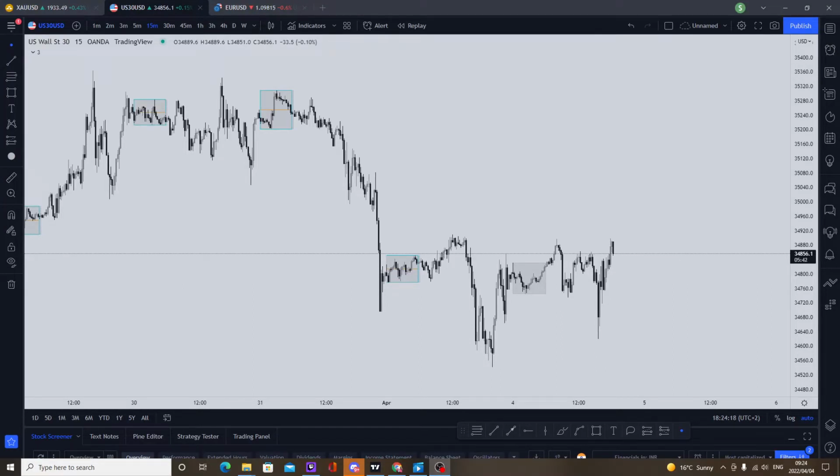Today I just want to talk about the refinement. How do you refine your zone? I've already made a video about the way I look from micro zone to micro zone for me to be able to catch the movement.